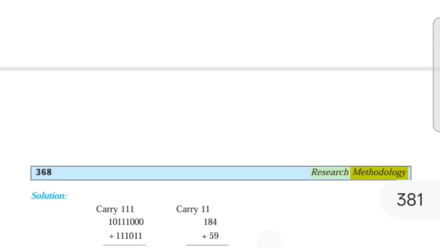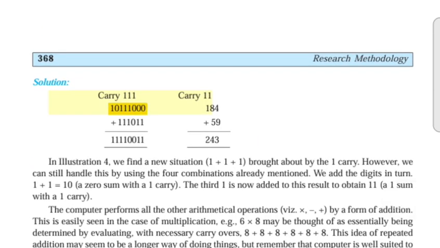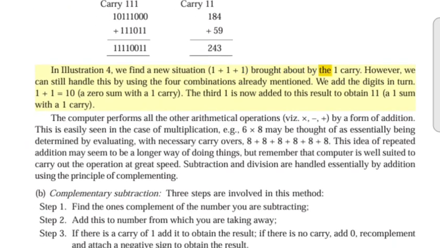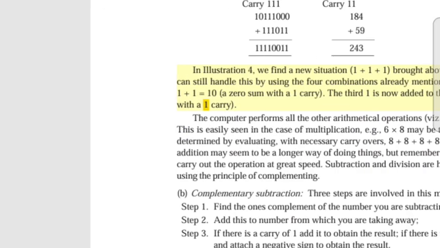Research methodology solution. Carry 111, carry 11, 101, 11000, 184 plus 111011, 11110011 plus 59,243. In illustration 4, we find a new situation, 1 plus 1 plus 1, brought about by the 1 carry. However, we can still handle this by using the 4 combinations already mentioned. We add the digits in turn. 1 plus 1 equals 10, a 0 sum with a 1 carry. The third one is now added to this result to obtain 11, a 1 sum with a 1 carry.